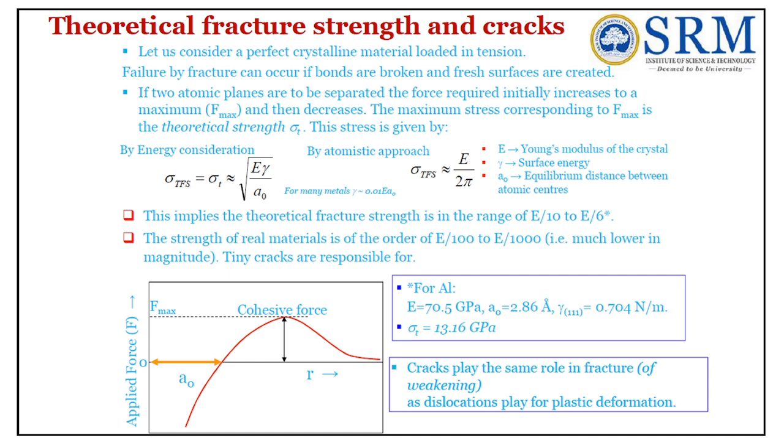this kind of behavior. Okay, so you can see the applied force and the relationship between the maximum force, applied force, and the cohesive force. For aluminum, the E value is generally 70.5 gigapascal, A naught is 2.86 angstrom, and gamma is 0.704 in the 111 direction, and sigma T is 13.16 gigapascal. So cracks play the same role in the fracture of weakening as dislocations play for plastic deformation.